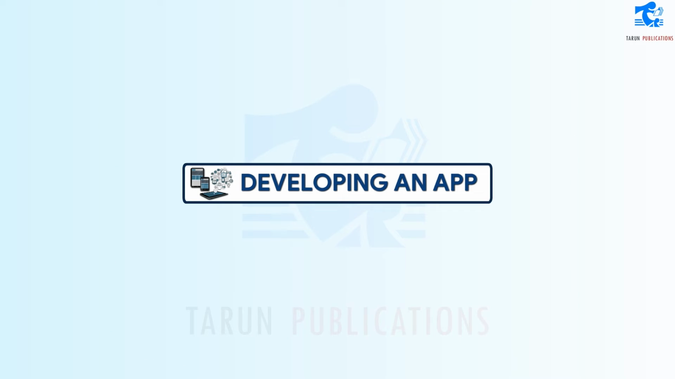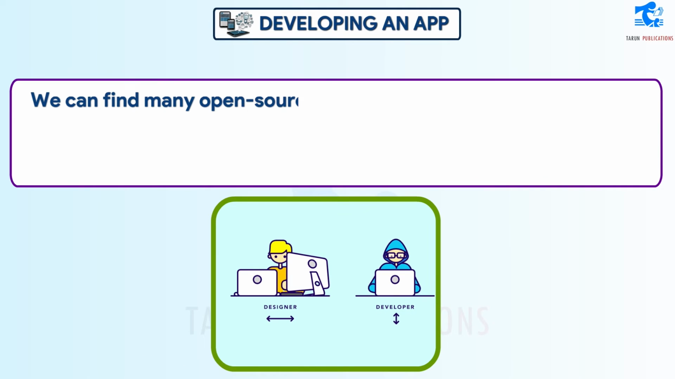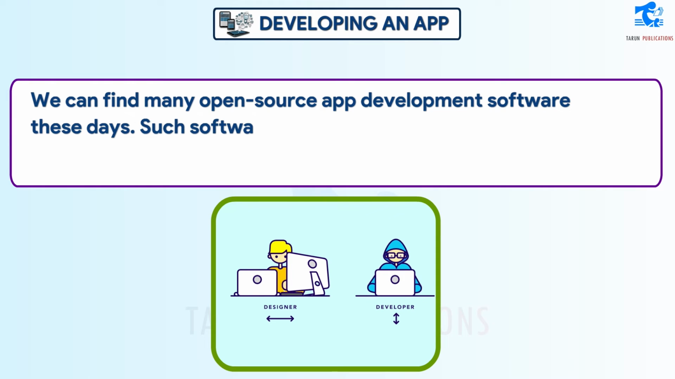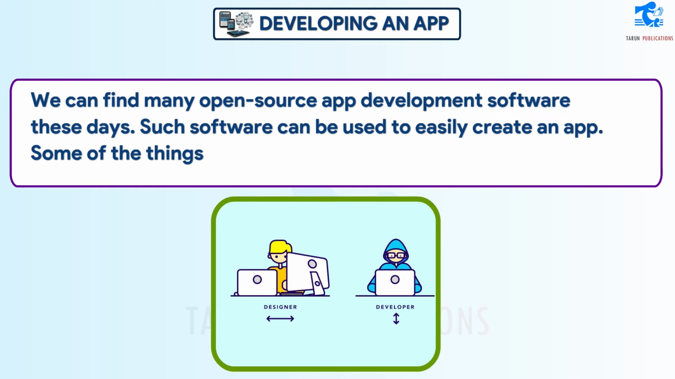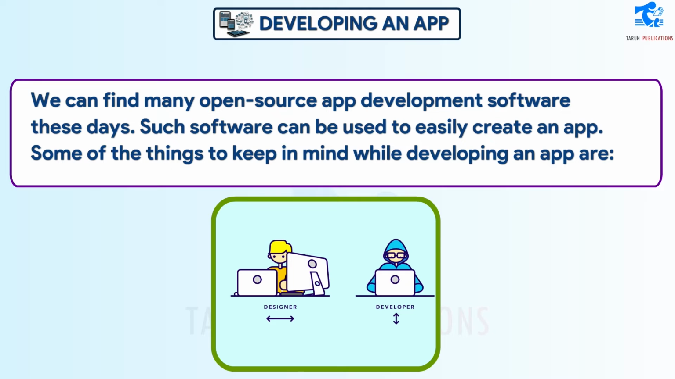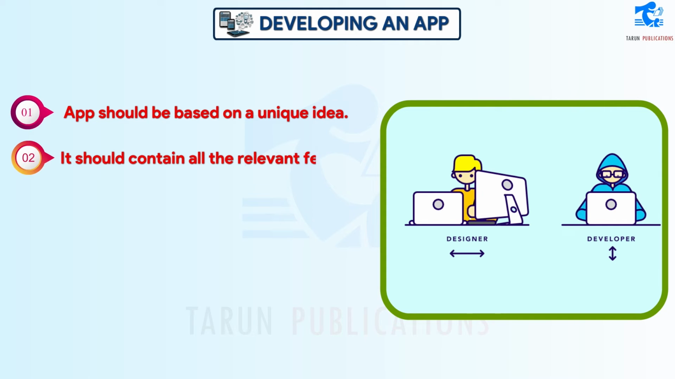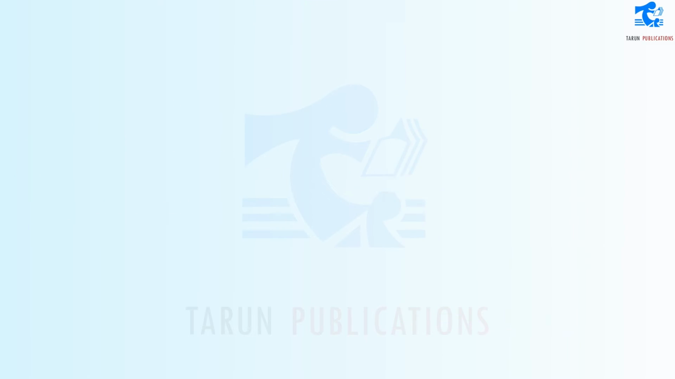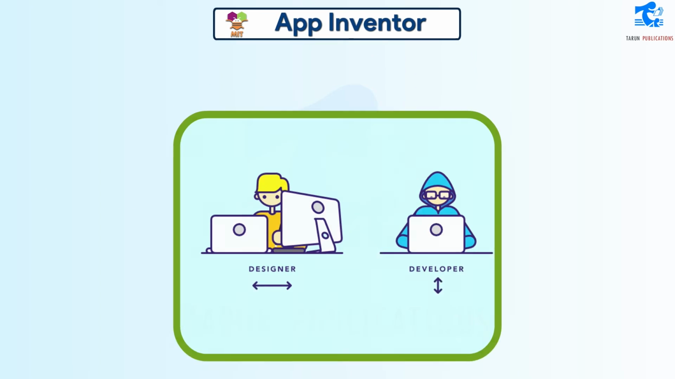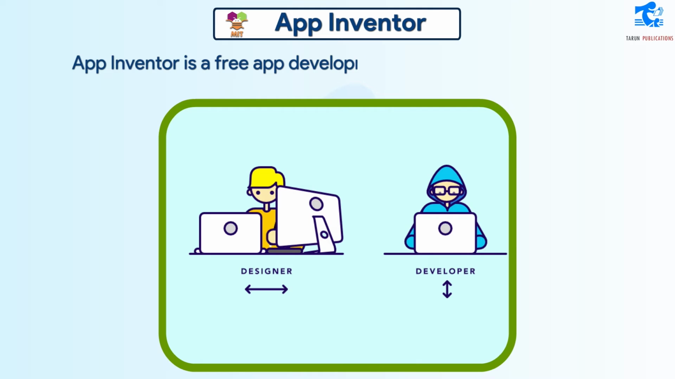Developing an app. We can find many open source app development software these days. Such software can be used to easily create an app. Some of the things to keep in mind while developing an app are: app should be based on a unique idea. It should contain all the relevant features. It should be user-friendly. App Inventor. App Inventor is a free app development tool provided by Google.